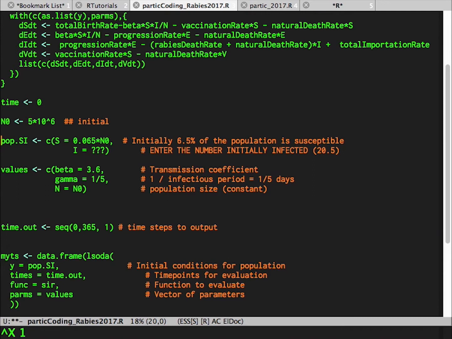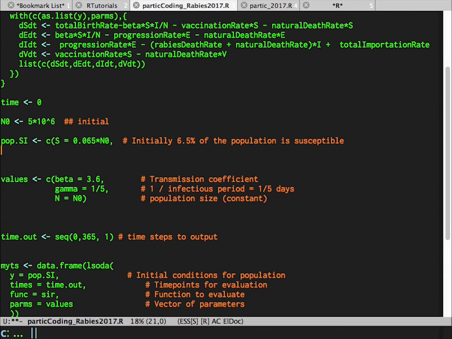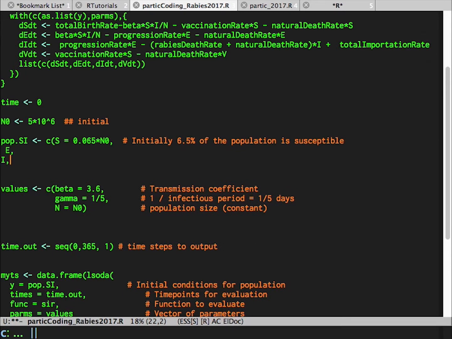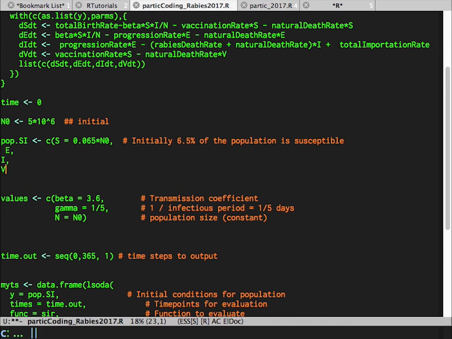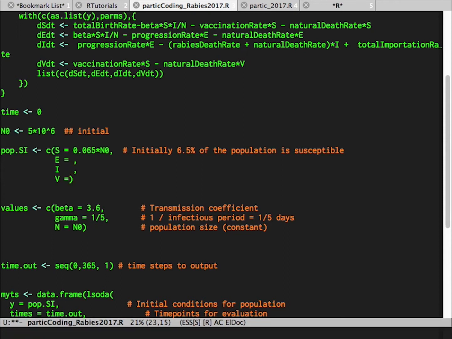So we need to start with some initial conditions, which means we need an S that we start with, an E that we start with, an I that we start with, and a V that we start with. So what proportion of the dog population at the starting time do we want to be in each of these compartments?